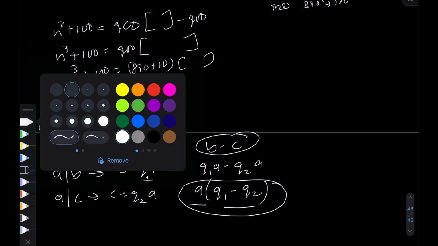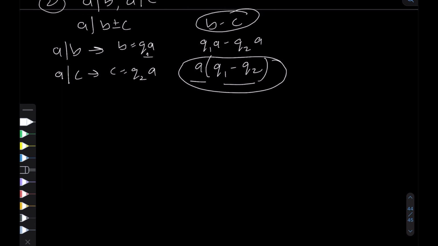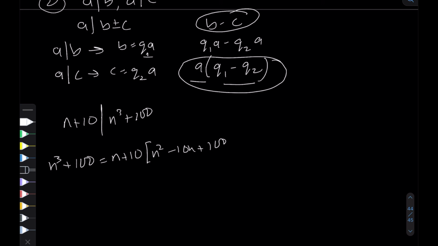So here we want to prove that n plus 10 divides n cube plus 100. And so if we go back to the long division that we did, n cube plus 100 should equal n plus 10 times n square minus 10n plus 100, minus 900. So we can send the minus 900 to the other side to give n cube plus 1000 is equal to n plus 10 times n square minus 10n plus 100.